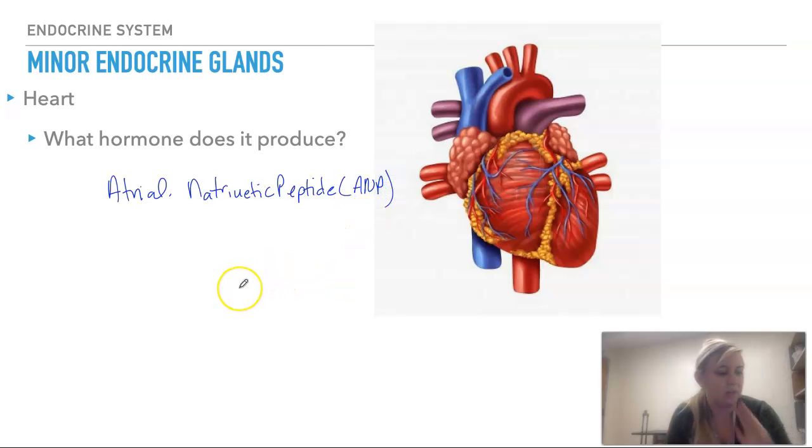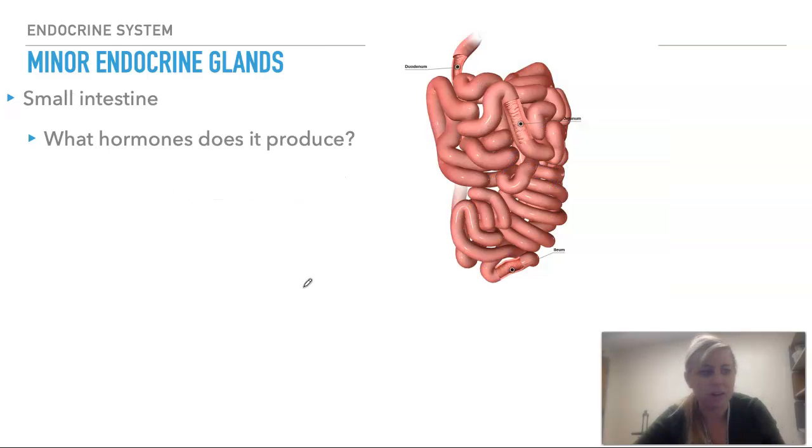And this is a hormone that has an impact on our kidneys. So it promotes the kidney to get rid of sodium out of our blood into our urine, get rid of water out of our blood and into our urine, which is in turn going to have an effect when we get rid of fluids. It's going to decrease the volume of our blood, which is in turn going to impact our blood pressure. So that hormone is produced by cells within our heart.